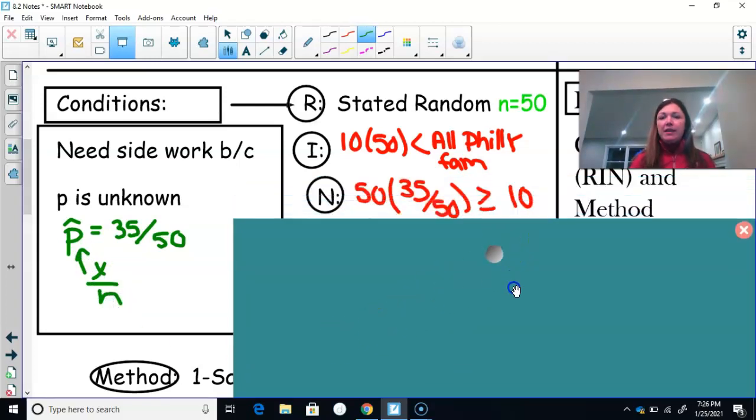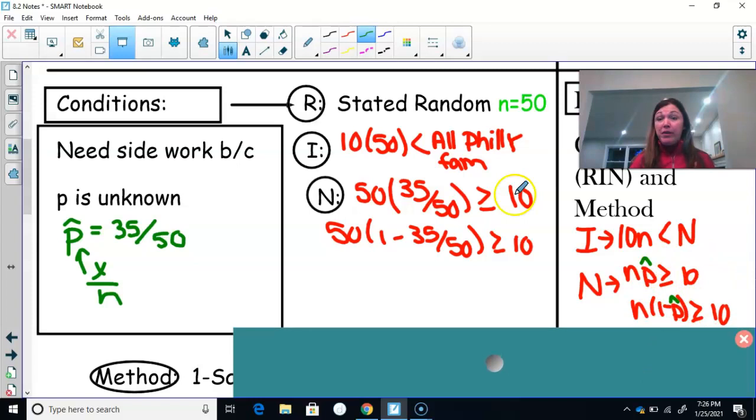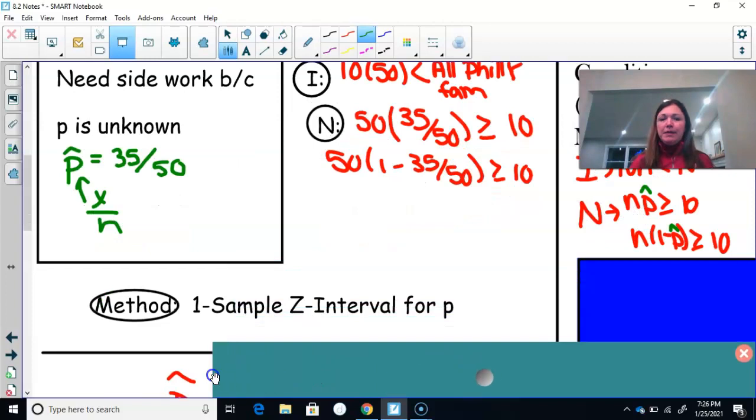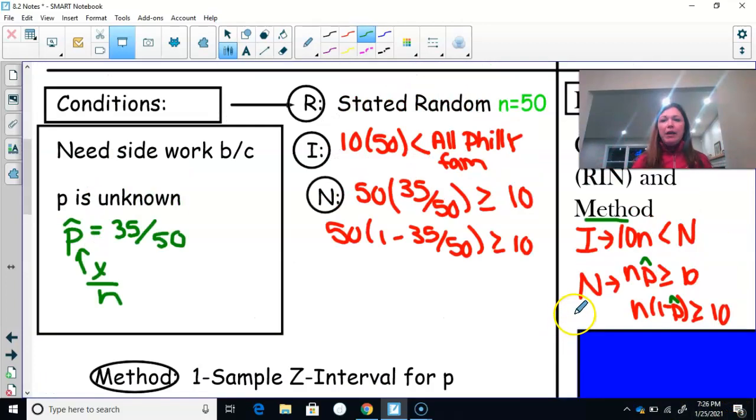Okay, next then, let's do that normal condition right there. n times p hat is greater than or equal to 10. That is true. And then n times 1 minus p hat is greater than or equal to 10. We have satisfied our conditions, and now we're ready for our method. And what method are we using? We are using a one sample z interval for p. Okay, pause right now, write down anything that you don't have written down, rewind, slow it down, whatever you need, or continue on to the next step. We have the state, we have the plan. Now we're going on to the do.